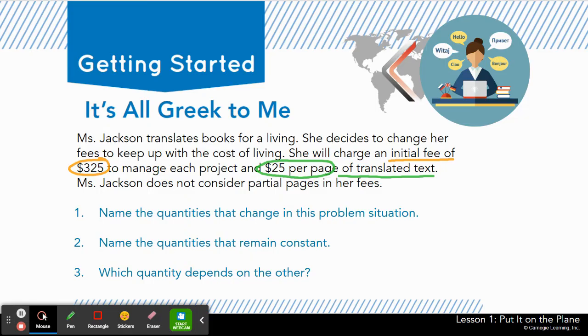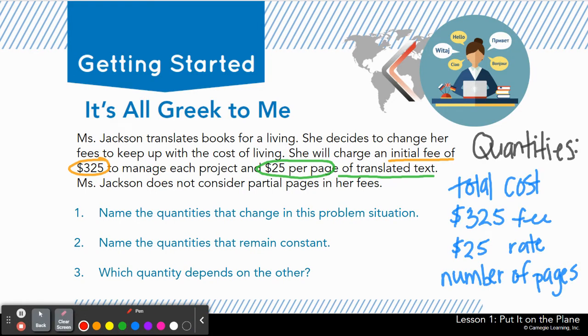Now that we understand what's happening, let's go ahead and answer these questions. Number 1, it says name the quantities that change in this situation. Name the quantities that remain constant. And 3, which quantity depends on the other? Now, these 3 questions you're going to answer on your own, but I've given you a bank to choose from.